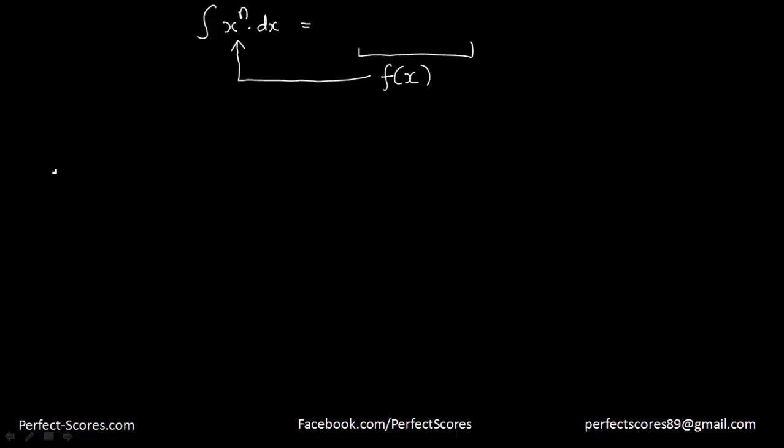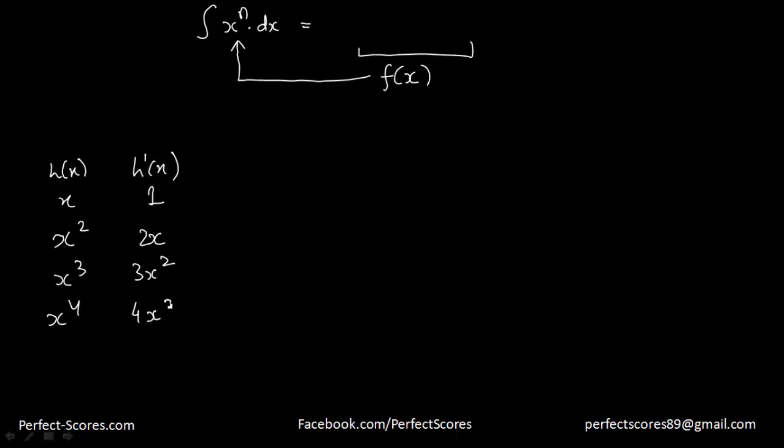Now let me go ahead and take an example here. Let's suppose I have a function h of x, and this is the derivative of that function, right? The function x, the derivative is going to be 1. The function x squared, the derivative is going to be 2x. The function x cubed, the derivative is going to be 3x squared. X to the power 4, the derivative is going to be 4x cubed, right? So let's suppose I have x to the power n here. As you can see, the derivative of x to the power n is n into x to the power n minus 1. So this is how the derivative goes, right?